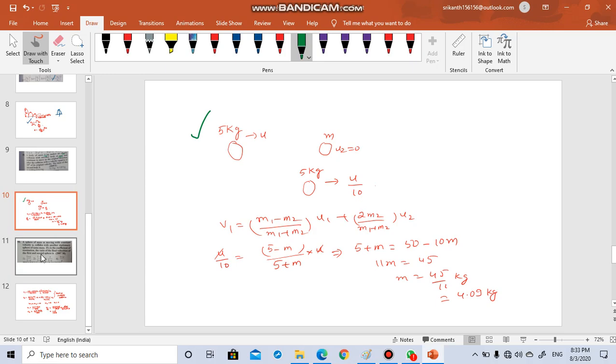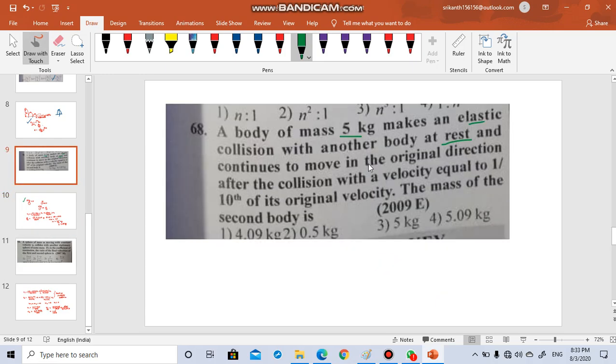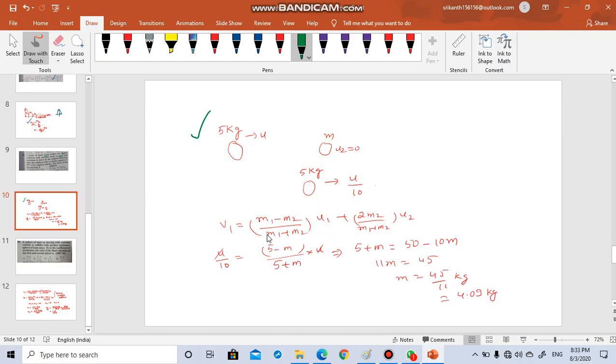He says that, and continues to move in the original direction. Who is moving in the original direction? The present mass m1, the 5 kg mass. So the 5 kg mass is now moving with u by 10. What happened to u2, or v2, is none of our botheration. We have to just take the conditions that are given in the question.